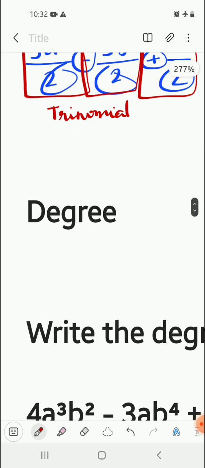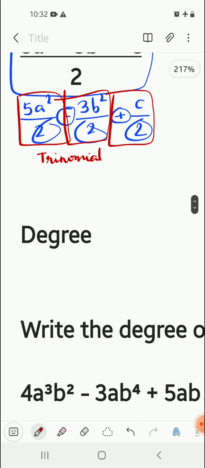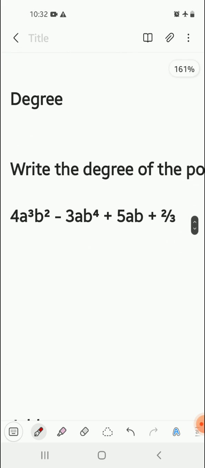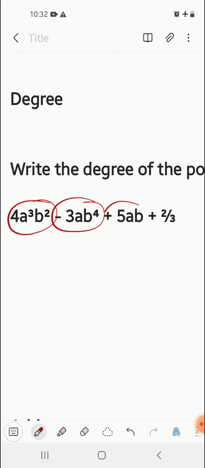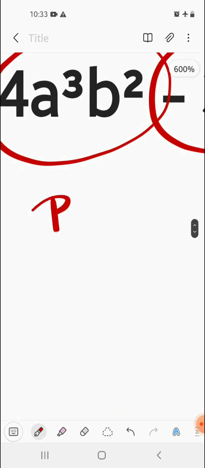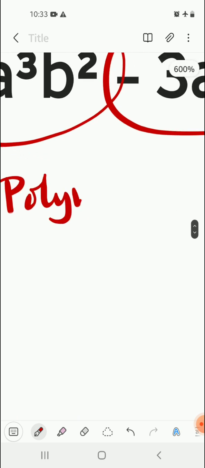Now degrees. What is degree? For any term or expression, the highest power in the expression is its degree. Like over here you can see 1 term, 2 terms, 3 terms and 4 terms because they are all separated by either a plus or a minus. So there are 4 terms. So we can name it a polynomial because it has got more than 3 terms.